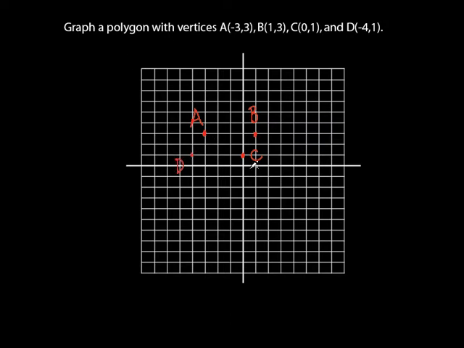Now it says graph the polygon. That doesn't look like a polygon right now. It just looks like 4 points that are being labeled here. So what I'm going to do is I'm just going to connect them. So watch. I'm going to take this one and connect it to that. Let's make it a little bit fatter so you can see it a little bit better. Then we're going to take this one here, connect it here. Then we're going to connect it to D, and then we're going to connect it to A.